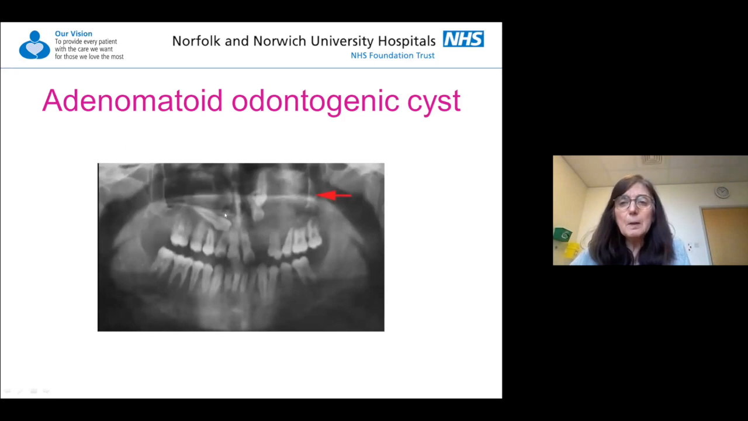So a bit more slightly esoteric dental pathology. This is an adenomatoid odontogenic cyst, and you can see again how it's displaced teeth which were due to erupt. The canine tooth and the lateral incisor were due to come in here, but actually this odontogenic cyst has pushed them out of place, and it shows us this shadow in the left maxillary antrum.